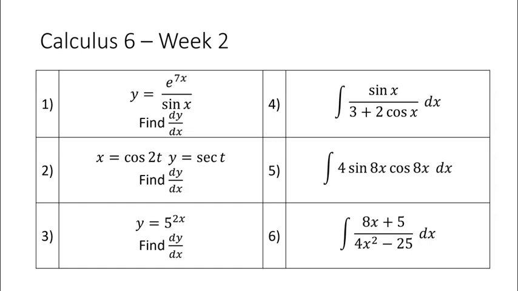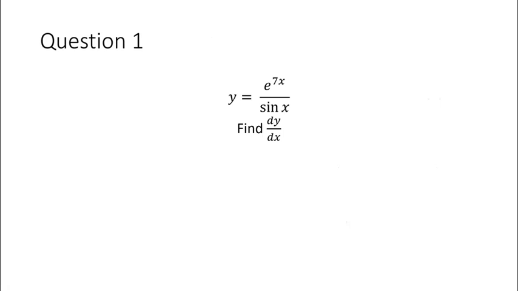So here we have a function divided by another function. Now, when I have this scenario and I can't simplify it any further, what I want to do is use the quotient rule. So I'm going to let u be e to the 7x and v be sine x. And then what I'm going to do is find du by dx and dv by dx.